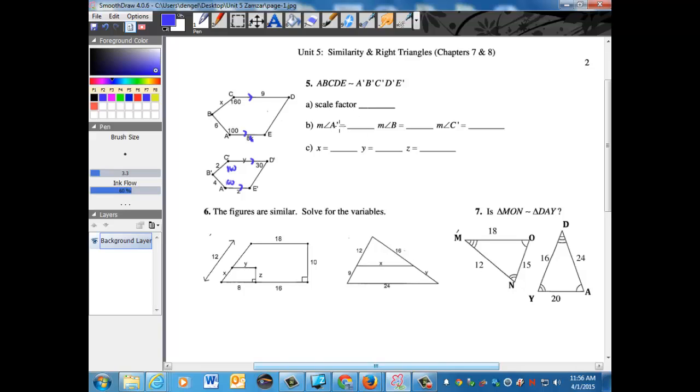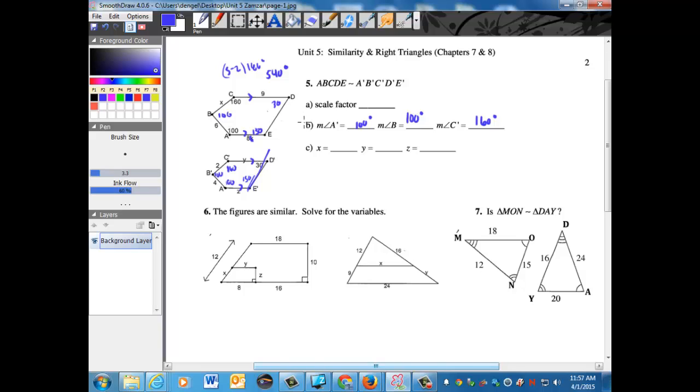So measure of A prime, or smaller shape A, is going to be 100 degrees. Measure of angle C is going to be 160 degrees. So next we're asked to find B. Well, if two lines are parallel cut by one transversal, then these are same side interior, so this becomes 150 degrees. So I can put 150 here, and I can put 30 degrees here. Furthermore, since this is a pentagon, 5 sides, we know that we have 5 minus 2 times 180 degrees, which gives us 540 degrees. We add up all these angles, and we see that angle B would have to be 100 degrees.